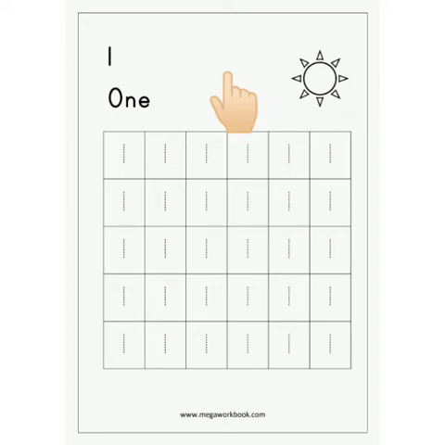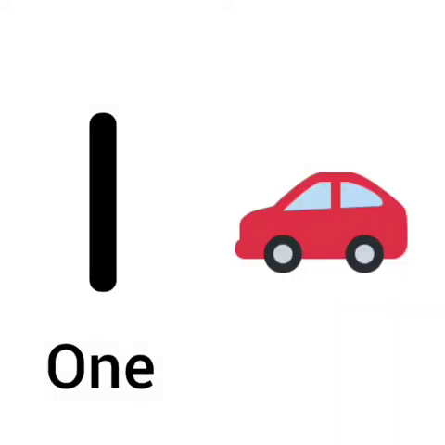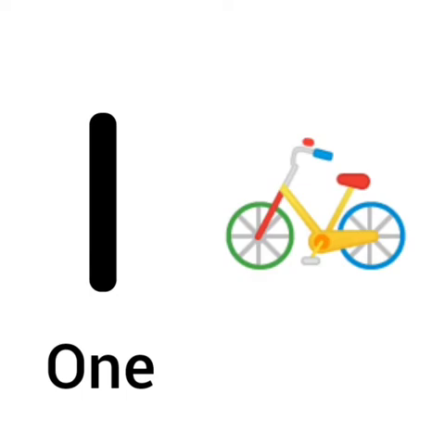1 means one object. 1 apple, 1 sun, 1 car, 1 rose and 1 bicycle. Children, take your finger up and write 1 in the air. First put a dot and stroke down. 1. Write another 1. Put a dot, stroke down. 1 is just a straight line.